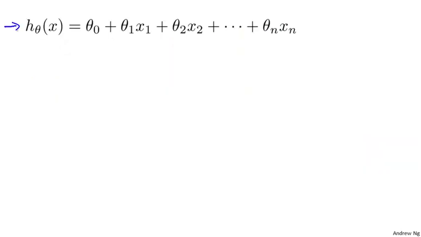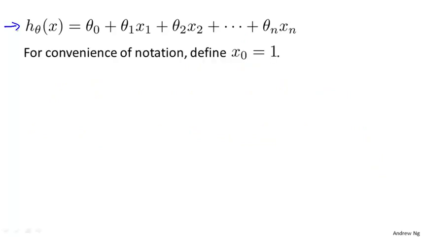Here's the form of our hypothesis rewritten on this slide, and what I'm going to do is introduce a little bit of notation to simplify this equation. For convenience of notation, let me define x subscript 0 to be equal to 1. Concretely, this means that for every example I have a feature vector x superscript i, and x superscript i subscript 0 is going to be equal to 1. You can think of this as defining an additional 0 feature. So whereas previously I had n features x1, x2 through xn, I'm now defining an additional 0 feature vector that always takes on the value of 1.